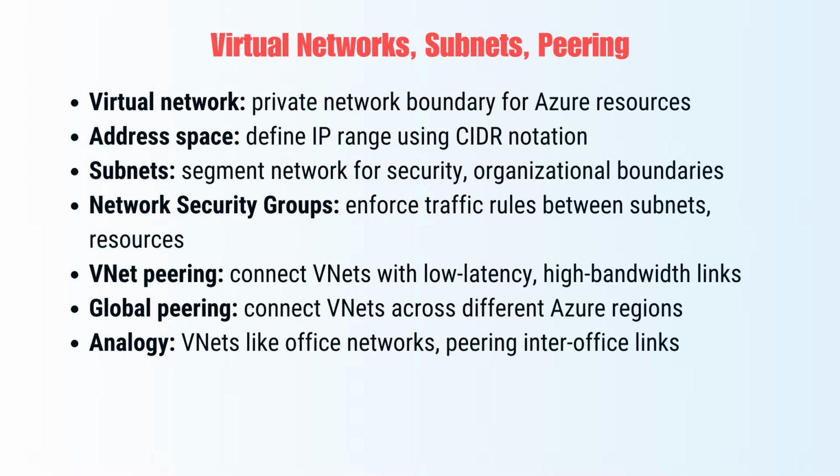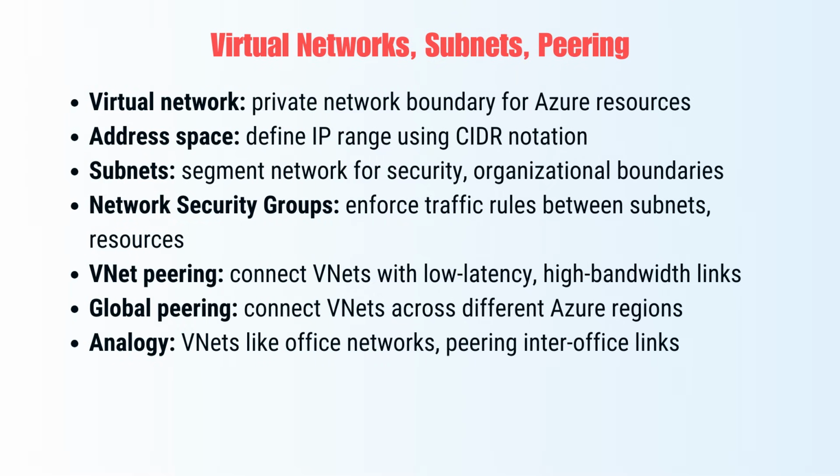Within a VNet, you create subnets, which carve that address space into smaller segments. Subnets help you logically separate different tiers or functions such as front-end, application, and database layers. You can apply network security groups, NSGs, at the subnet level to control which traffic is allowed in or out. VNets are isolated from each other by default. To let resources in different VNets communicate, you can configure VNet peering.